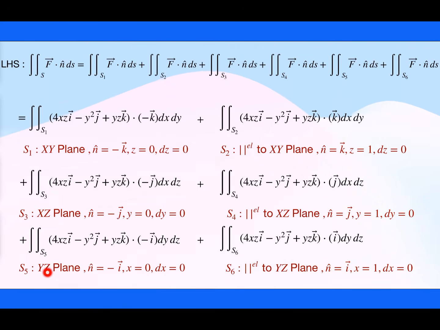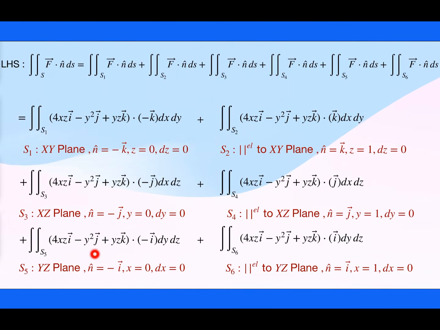And when you get into the yz plane, your n cap is minus i vector because the corresponding variable x is missing, so x vector is nothing but your i vector, but here it is the inward side, so n cap is minus i vector, and here in the yz plane x is 0, therefore dx is 0.